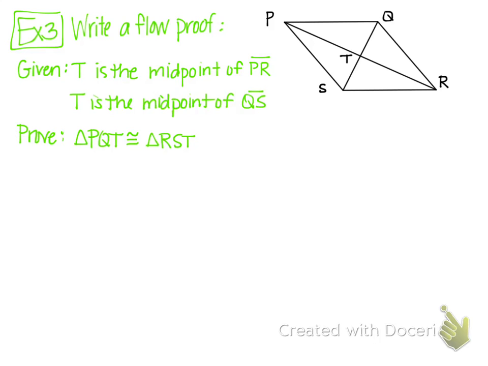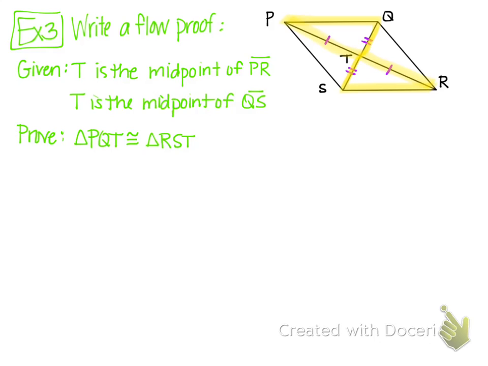If T is the midpoint of PR, then we can say that this segment, PT, is congruent to this segment, TR. The other given says that T is the midpoint of QS. So we can say that this segment is congruent to this segment. So we're trying to prove that PQT is congruent to triangle RST. So we've got a couple of triangles in here, so we want to make sure we're proving the right ones congruent. So PQT, that's this one. And we're trying to prove that it's congruent to RST.